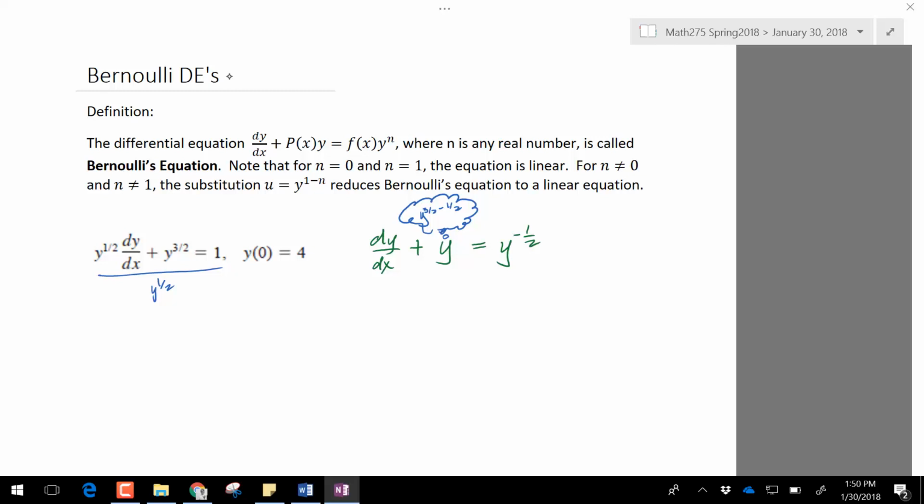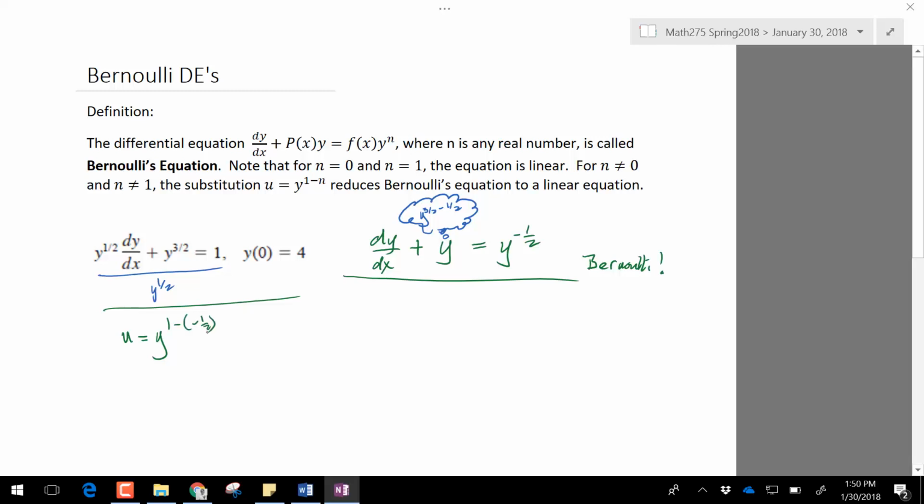All right, so we're going to make our substitution. Let's do our substitution. This is Bernoulli, by the way. This is where we decide, yes, it's Bernoulli, and then we move on. So we're going to make our substitution of u is equal to y to the 1 minus n. What's n equal to in this case? Negative 1/2, right?